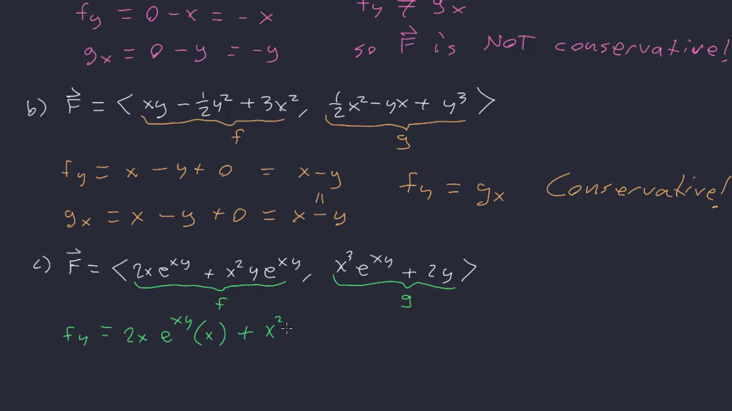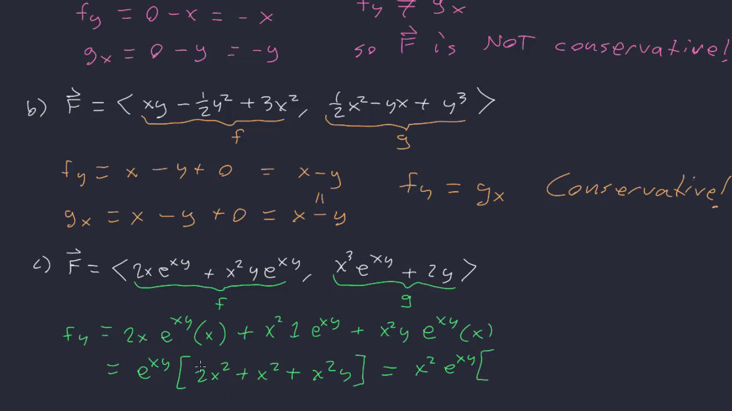So this is actually going to be a product rule. So it'll be x squared times 1 times e to the xy left alone, then plus x squared y, times the derivative of e to the xy, which will be the same e to the xy times the x. Okay, so I suggest we simplify this somewhat. I'm going to take out the e to the xy, and we'll get 2x squared plus x squared plus x squared y. Okay, so it looks like we can take out an x squared while we're at it. So we'll have x squared e to the xy times, what, a 3 plus y?